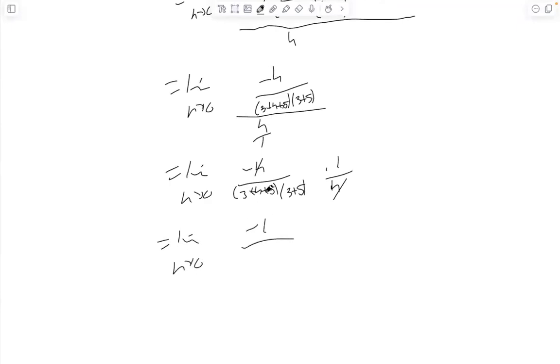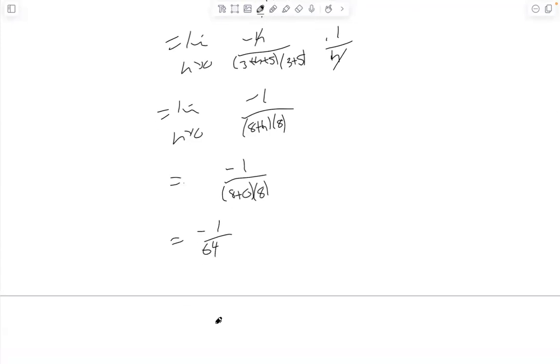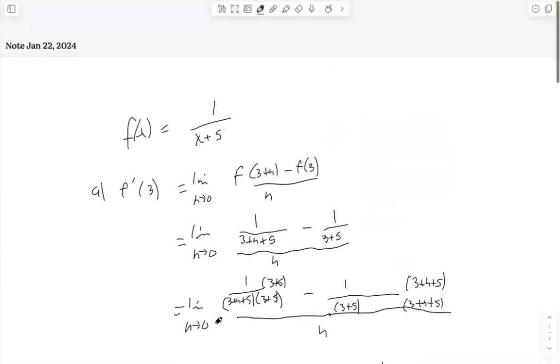So I get negative 1 over, and now I'm tired of writing all that, so I'm going to go ahead and add those together. What do we got there? 8 plus h times 8. Now that the h has canceled, I can actually take the limit by plugging in h equals 0. So I'm not going to write limit anymore because I'm actually doing the limit. Negative 1 over, and I'll write out the step, 8 plus 0 times 8, which is negative 1/64. So that's finding the derivative at a particular x value, at 3.